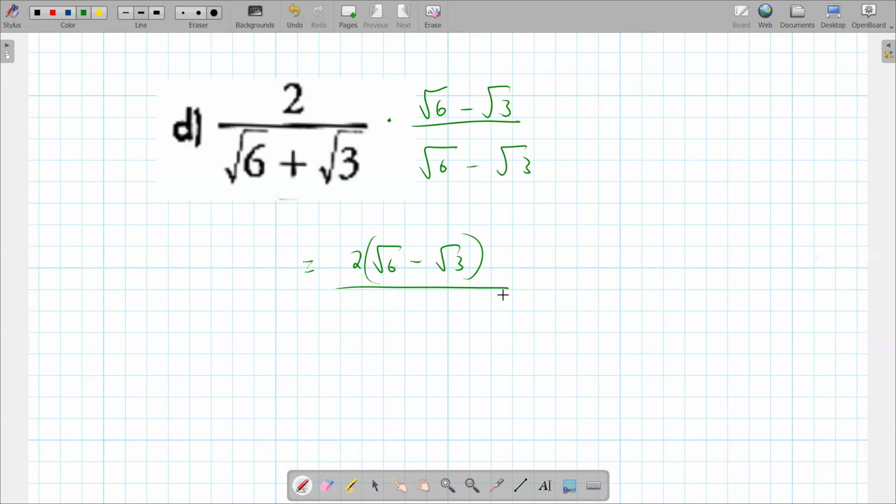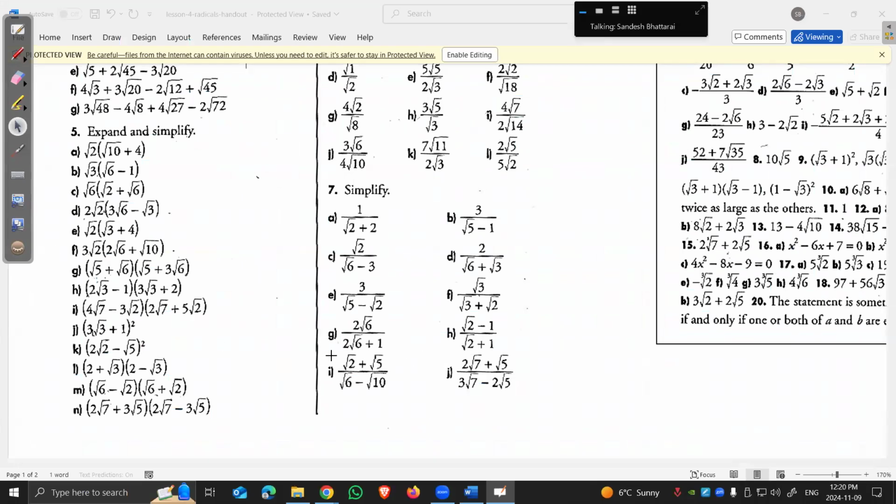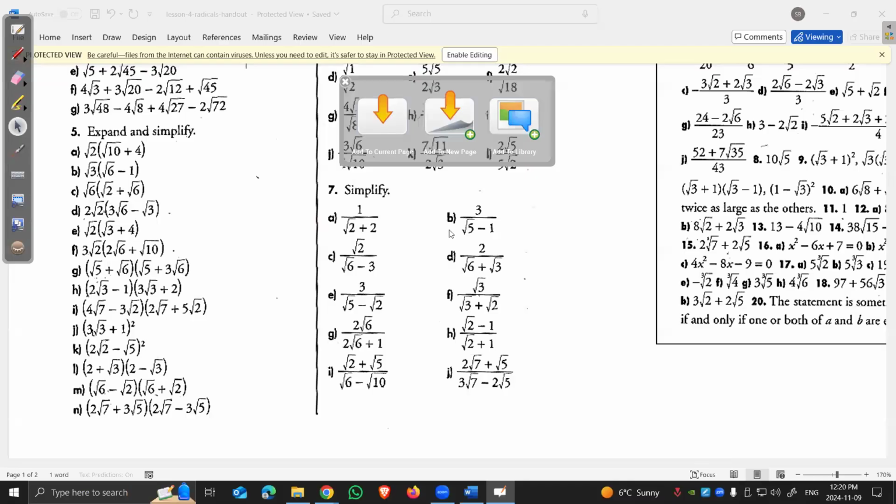What about the denominator? What do we get? Don't we just get 6 minus 3? Yeah. So you get 2 over 3 root 6 times root 3. That's it. Not that difficult. Just when they ask you to simplify, it's the denominator. Keep that in mind. It's the denominator you need to get rid of, not the numerator.